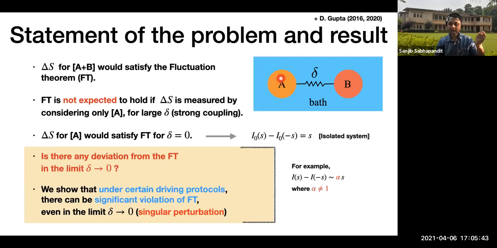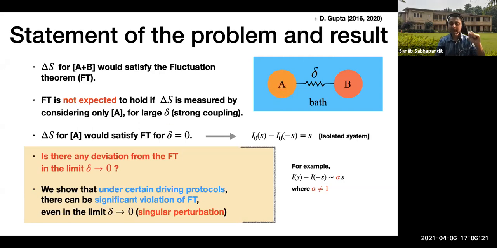Suppose I have a system A, which is coupled to some system B by some coupling. Of course, if you take A and B both as a whole system, it's your full system. If you compute the entropy production, then the distribution of this entropy production will satisfy the fluctuation theorem. But if this delta is very large and you are considering only system A, ignoring B, there's no reason to believe that the entropy computed taking into account only A will satisfy the fluctuation theorem.